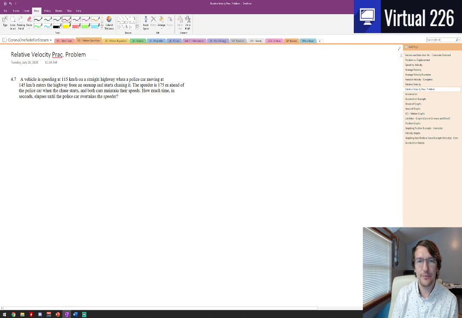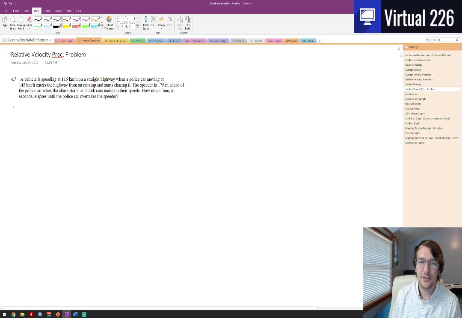So what we've got here is a relative velocity problem. How your velocity and someone else's velocity look against each other. What we have here is a vehicle speeding at 115 kilometers per hour on a straight highway, when a police car moving at 145 kilometers per hour enters the highway from an on-ramp and starts chasing it. The speeder is 175 meters ahead of the police car when the chase starts, and both cars maintain their speed. How much time, in seconds, elapses until the police car overtakes the speeder?